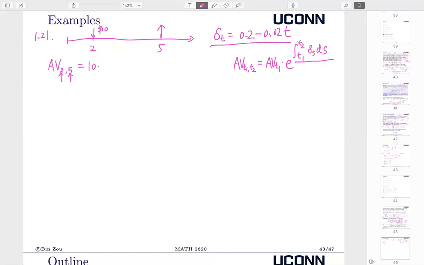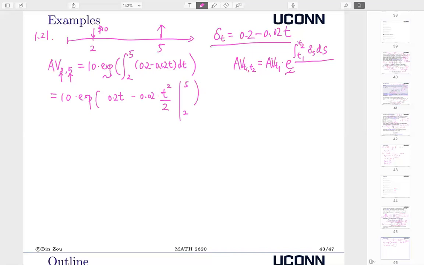So at the beginning, I have $10. By the way, sometimes I use EXP, sometimes I write E. They are the same. Now from 2 to 5, the integral of 0.2 minus 0.02t dt. In the end, this is a calculus question. Let's finish this together. I'm doing the antiderivative. A constant gives me t, and here is a power function, which goes up by 1 and is divided by the power. If you forgot basic calculus, you really need to go back. You should be able to do both the derivative and antiderivative.